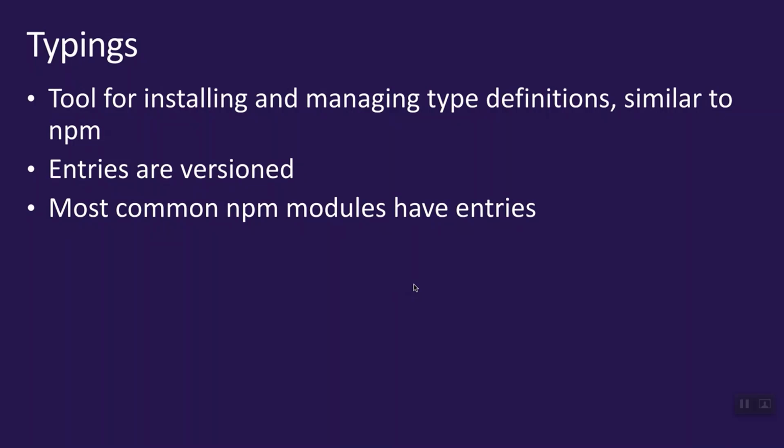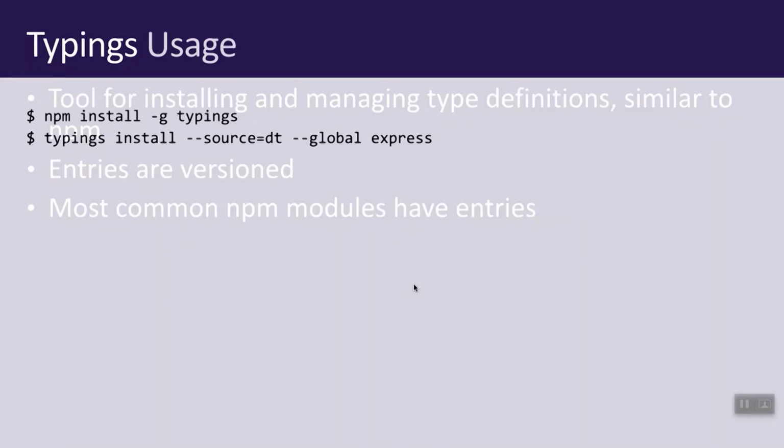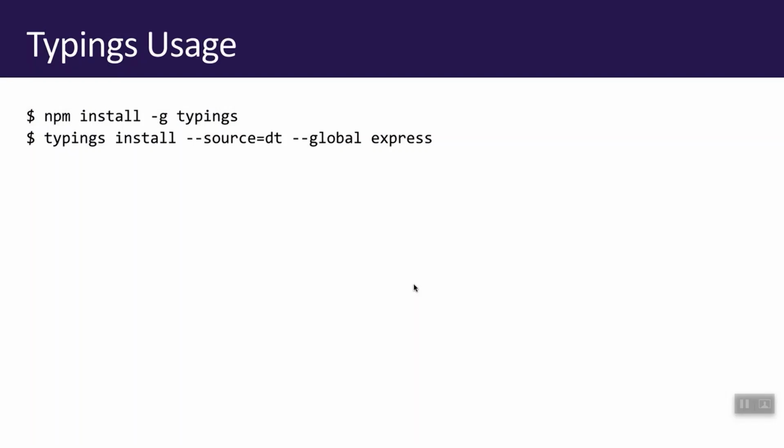And at this point in time in TypeScript's life, pretty much all of the common NPM modules have entries in the system. So unless you're using some of the more esoteric modules in NPM, chances are that definition file already exists. And so this is how we install that, just npm install typings. And then to install Express, we would give it this command.